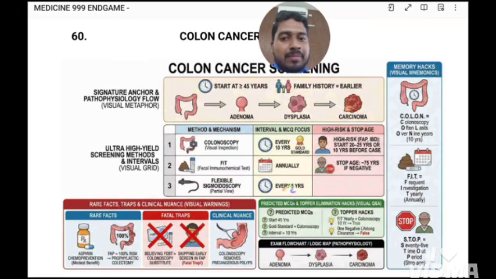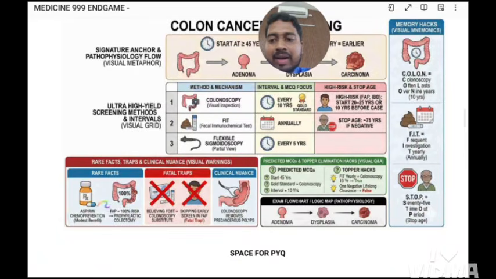Flexible sigmoidoscopy, where you won't scan the entire colon, can be done every 5 years. So flexible sigmoidoscopy every 5 years, colonoscopy every 10 years, and annually fecal immunochemical test. But the most common practical consideration is colonoscopy only. Now, aspirin is shown to have a modest benefit in chemoprevention. So your question will be, which of the following drugs is shown to be protective in case of colorectal carcinoma? That is aspirin.